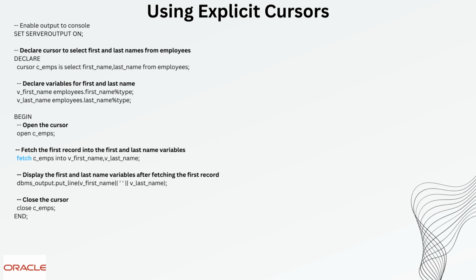The dbms_output.put_line statement is used again to display the values of these variables, which will now show the first name and last name of the first employee returned by the cursor query. Finally, the close statement is used to close the cursor and release system resources.